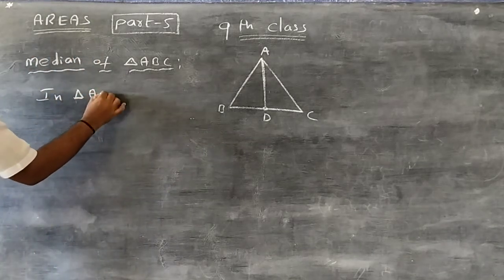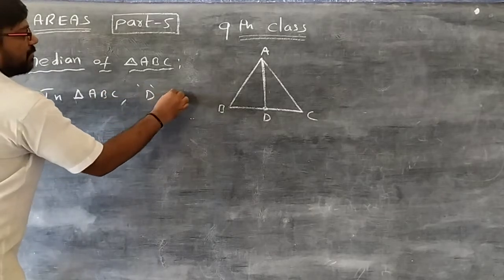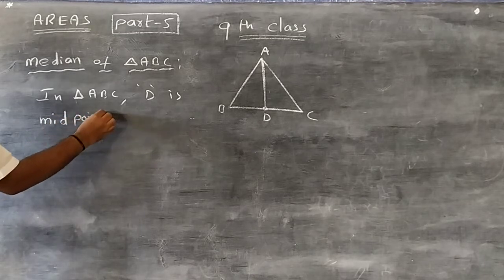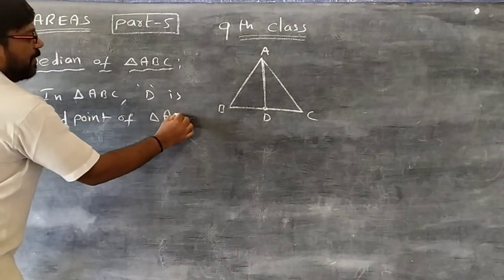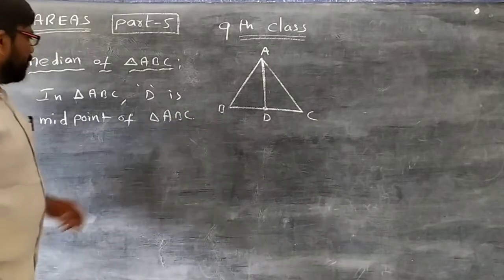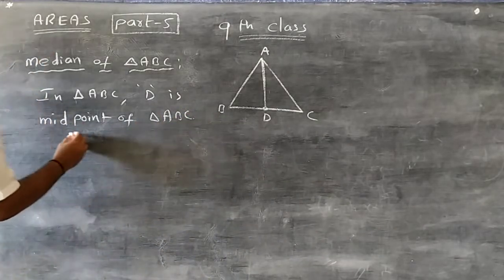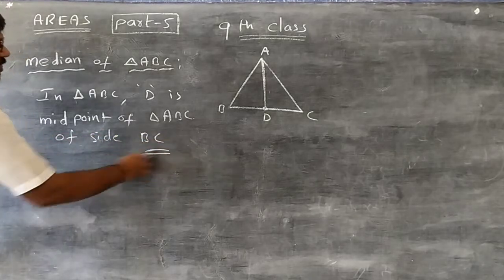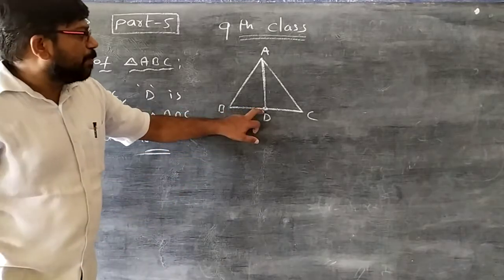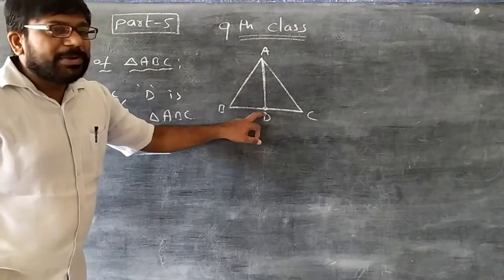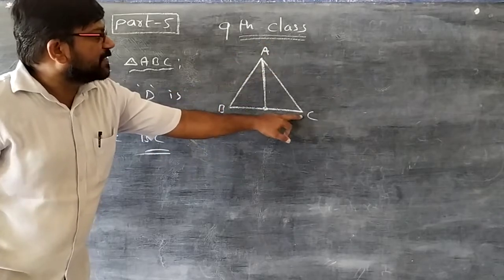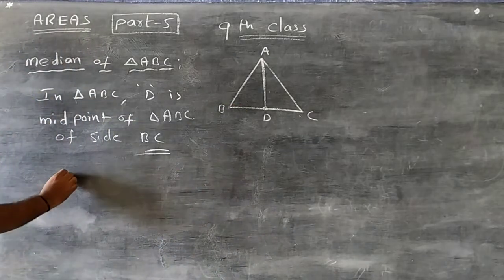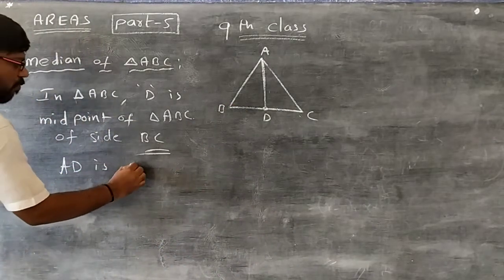In triangle ABC, D is the midpoint of BC. So now AD is the median. AD is one median.